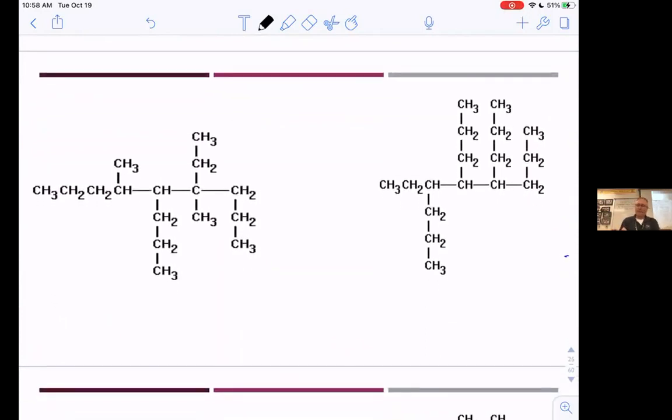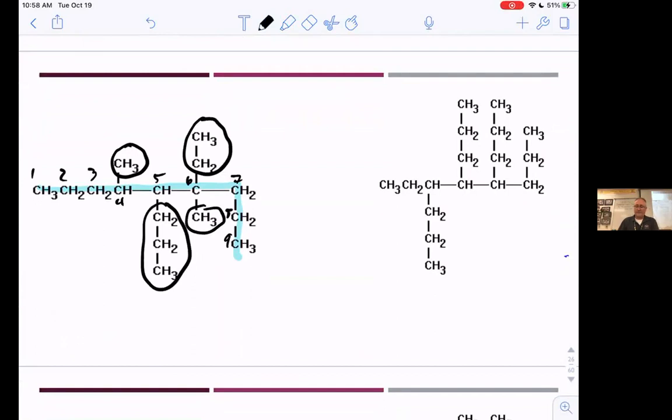Okay, so we'll go through this one. So this is the longest carbon chain. It is 1, 2, 3, 4, 5, 6, 7, 8, 9 carbons long. There are no double bonds, but I have this group, this group, this group, and this group coming off of it. So I got a bunch of stuff going on here. I'm going to run out of room on the page, but whatever. So the longest carbon chain is 9.